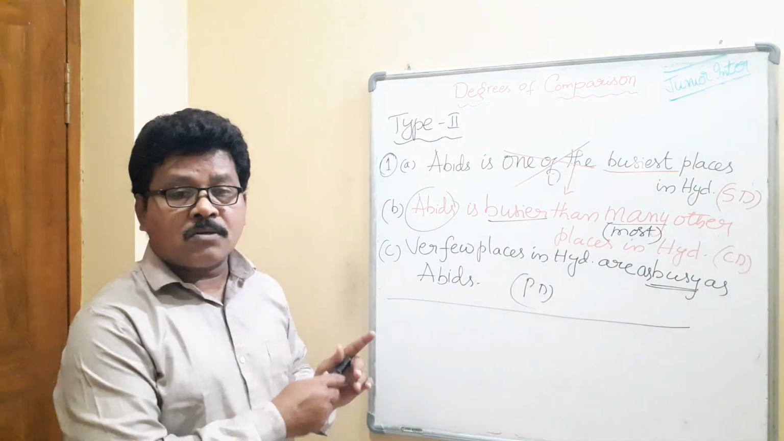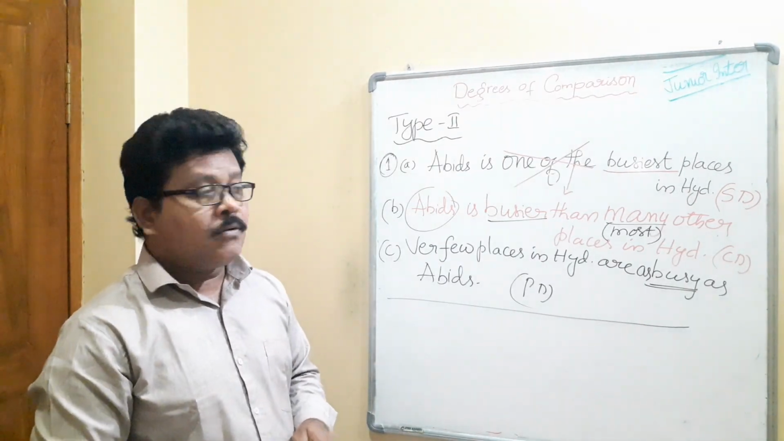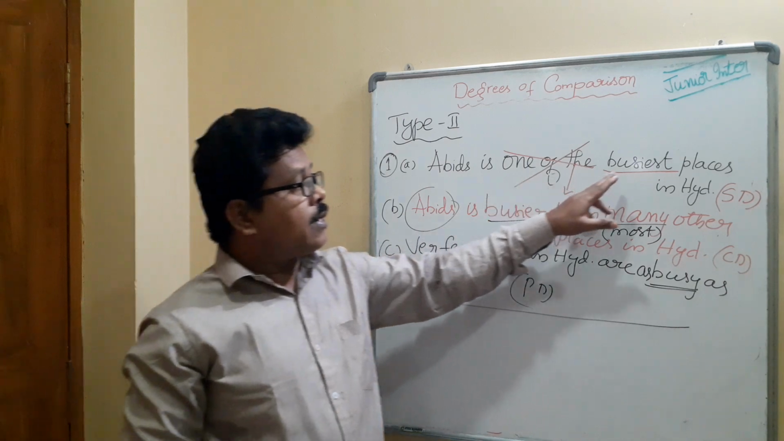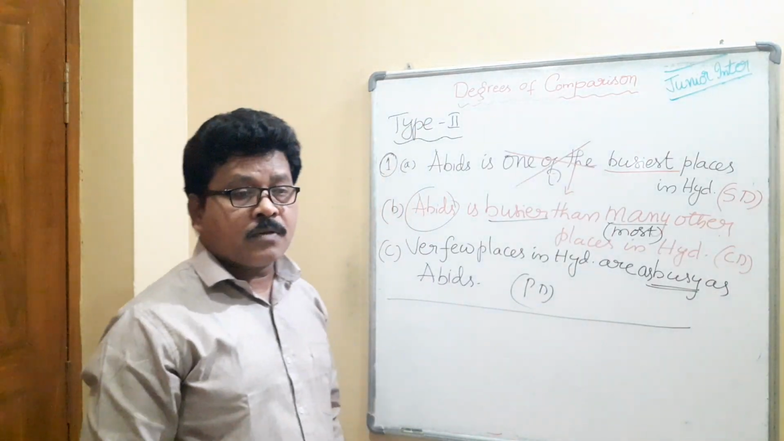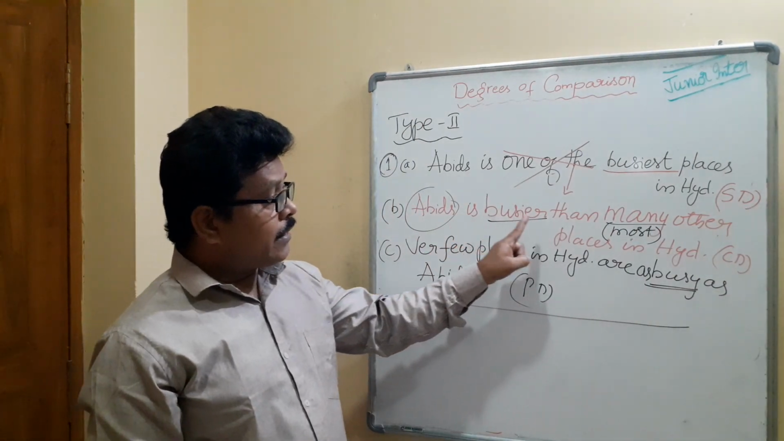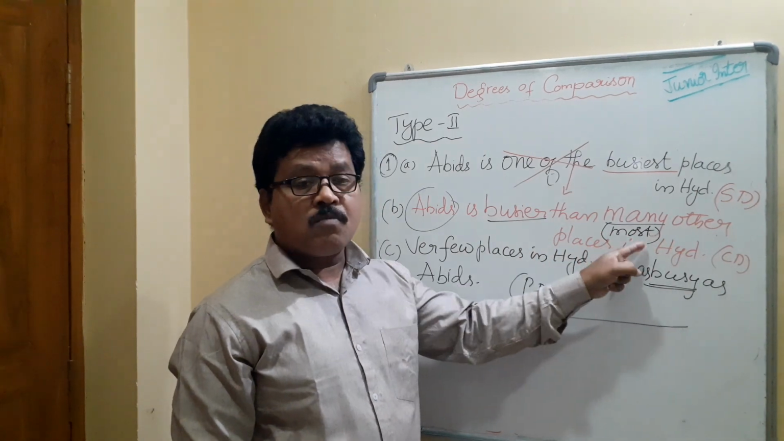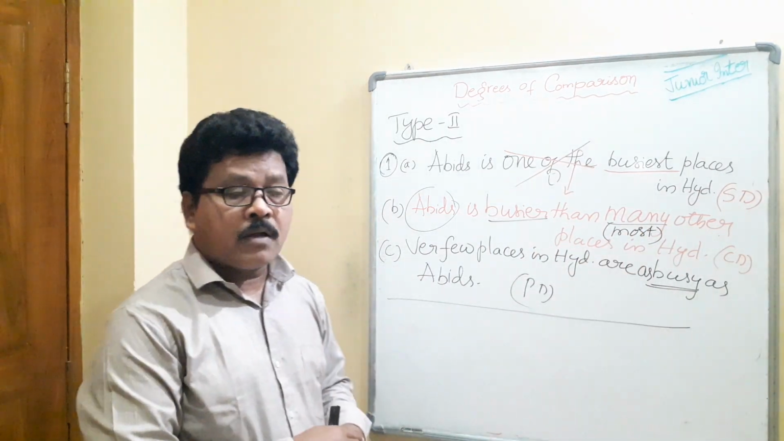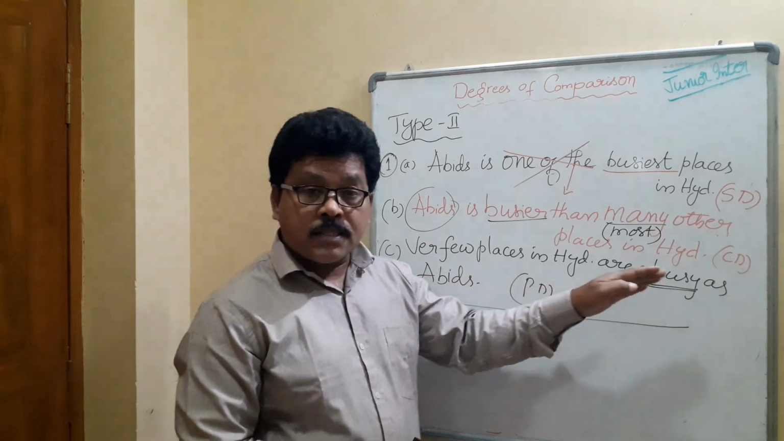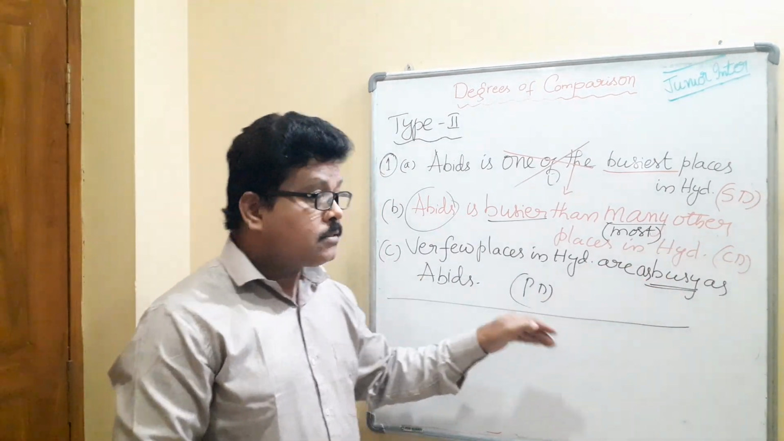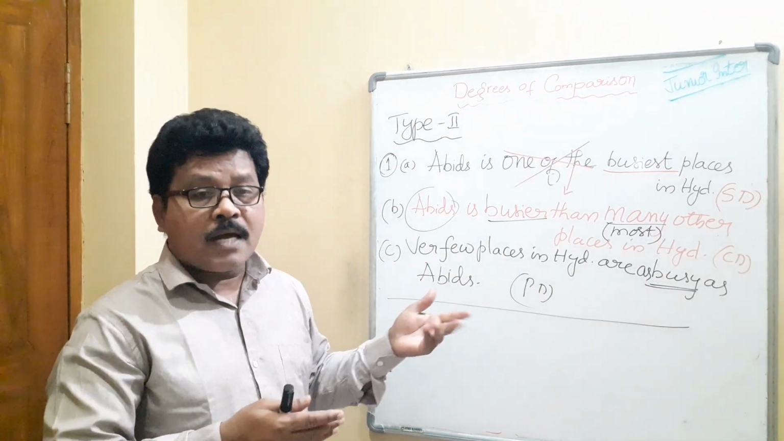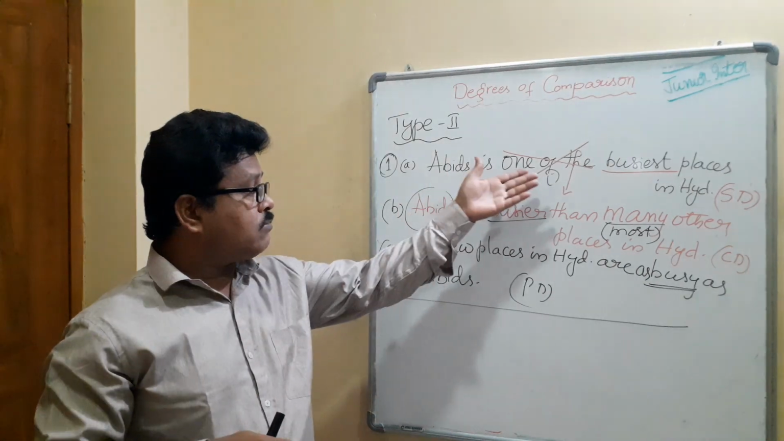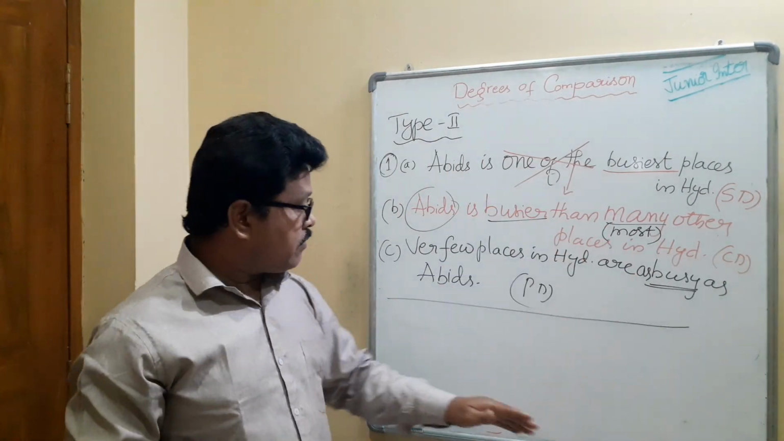Okay, understood now? William Wordsworth is one of the greatest English poets. William Wordsworth is greater than many other or most other English poets. Very few English poets are as great as William Wordsworth. This is type 2, not type 1. One of the is there. Many other, most other, very few.